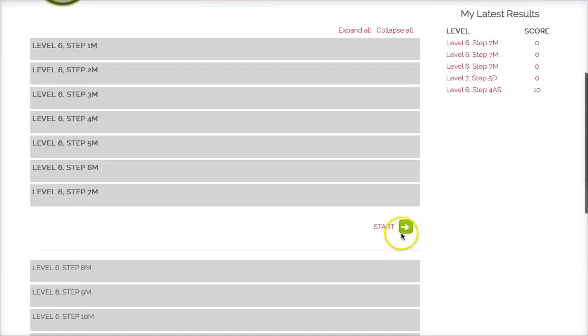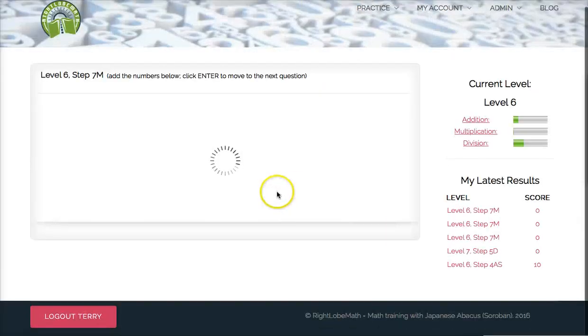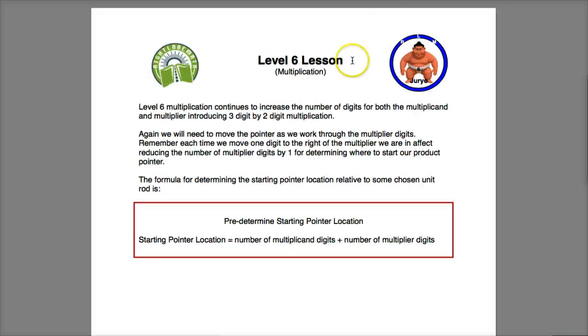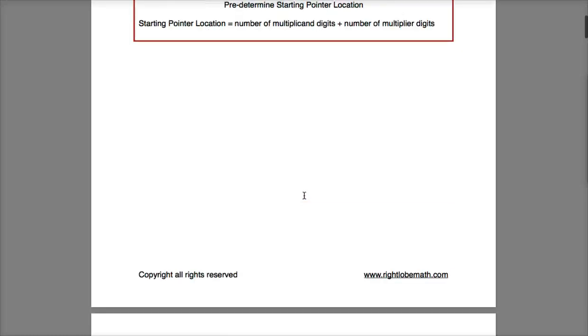In level 6, we will encounter both 2-digit and 3-digit multiplier problems. As always, you can download the attached PDF to follow along. And again, we'll use our pointer formula, which says add the number of multiplicand digits plus the number of multiplier digits, so we know where to start entering our calculation.